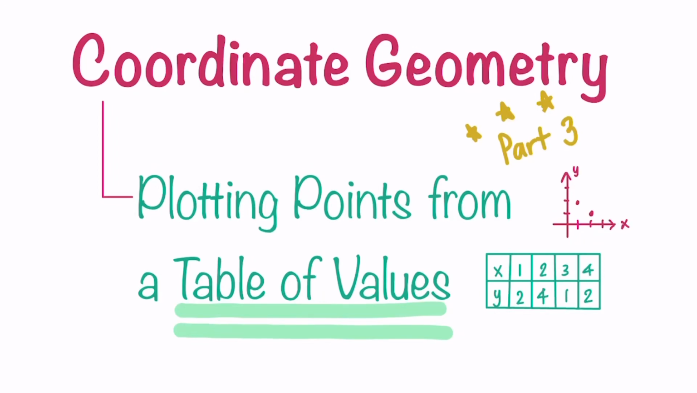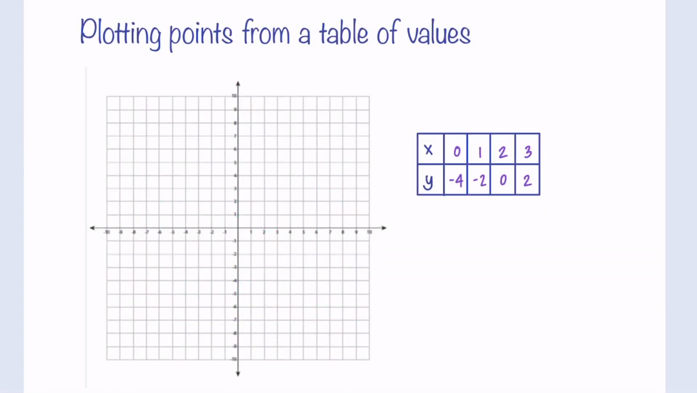In this coordinate geometry lesson, we're looking at part 3, plotting points from a table of values. To plot points on our graph, we need to have what is called an ordered pair. Now, do you remember what an ordered pair is? Ordered pairs have two numbers, and the first number is always the x-coordinate, and the second number is the y-coordinate. So for example, (2, 3) is an example of an ordered pair, and when we have coordinates like this, we can plot it on a graph.